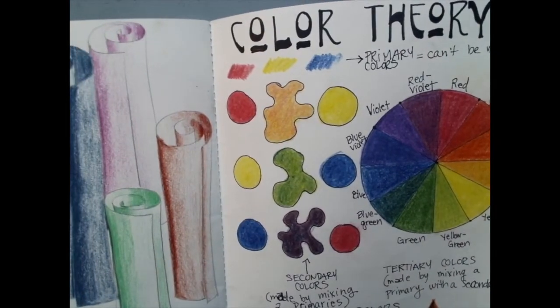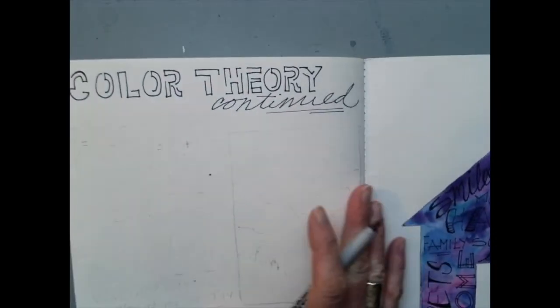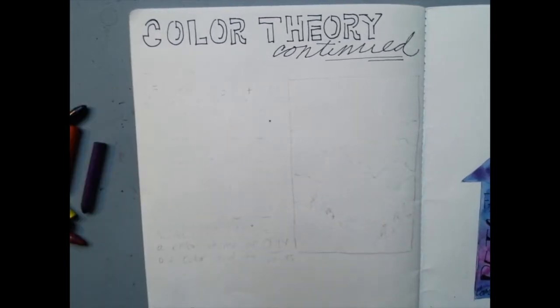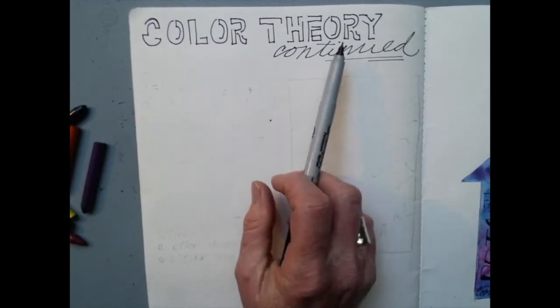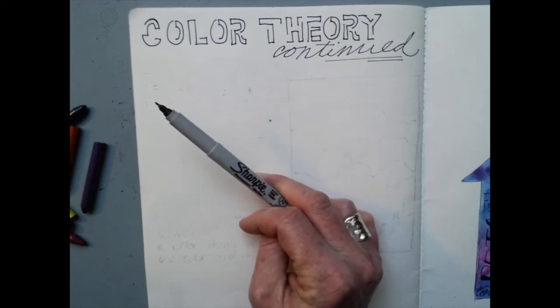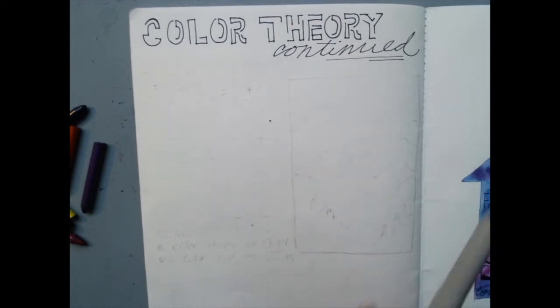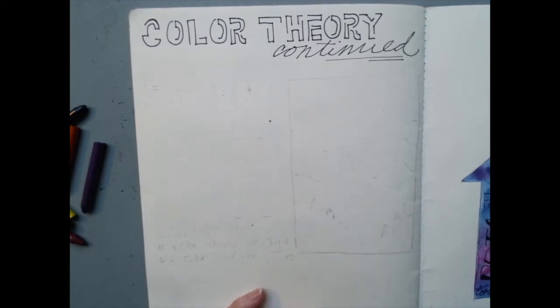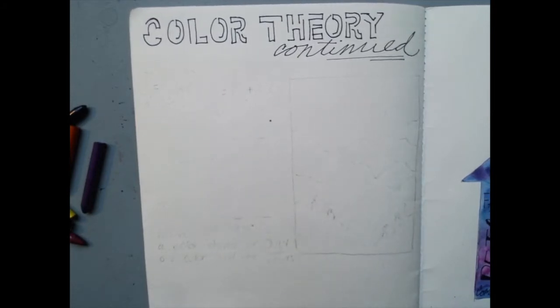Unless you still have room on this page, that's fine, but I'm going to need about a half a page. So I started a new page in my sketchbook. Any paper is fine for my color theory. And I gave it a nice title again because I want you to treat it like an art journal. So color theory continued. Today, what we're going to learn about are tints, shades, and monochromatic color schemes.